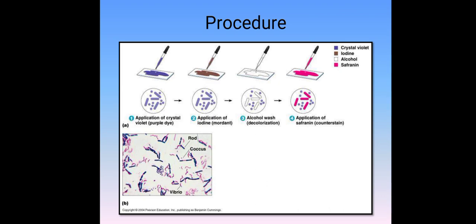So after washing the smear with water, we can observe this slide by applying a drop of oil on it under the oil immersion objective. Then we observe the violet colored rods or cocci and pink colored rods under the microscope.